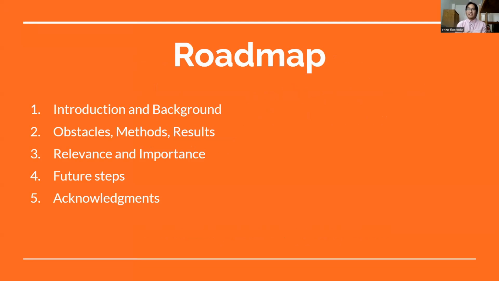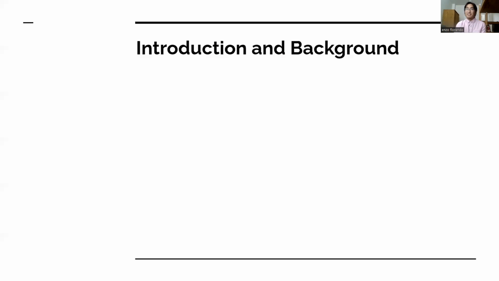So to start off, I'm going to give a brief roadmap of what this presentation is going to be like. We're going to start with the introduction and background of what ATP is, what it does, and some previous research up to this point. Next, we're going to talk about the obstacles, methods, and results. Afterwards, we're going to talk about the relevance and the importance of this research. Then we're going to talk about future steps. And lastly, I'm going to make some acknowledgements before my conclusion. So let's dive right into the introduction and background.